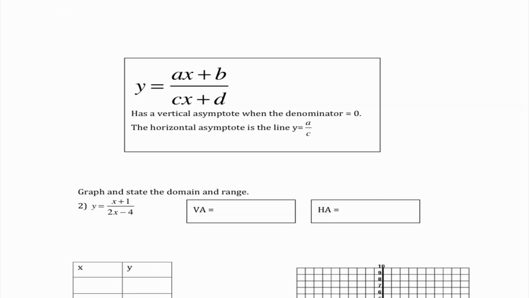The second type of equation we're going to see is a little bit more complex. This time, notice I don't just have a number over x plus whatever plus a constant. We have y equals (ax plus b) over (cx plus d). Once again, our vertical asymptote is when the denominator is equal to 0. Our horizontal asymptote is the ratio of our x coefficients, so that would be y equals a over c.